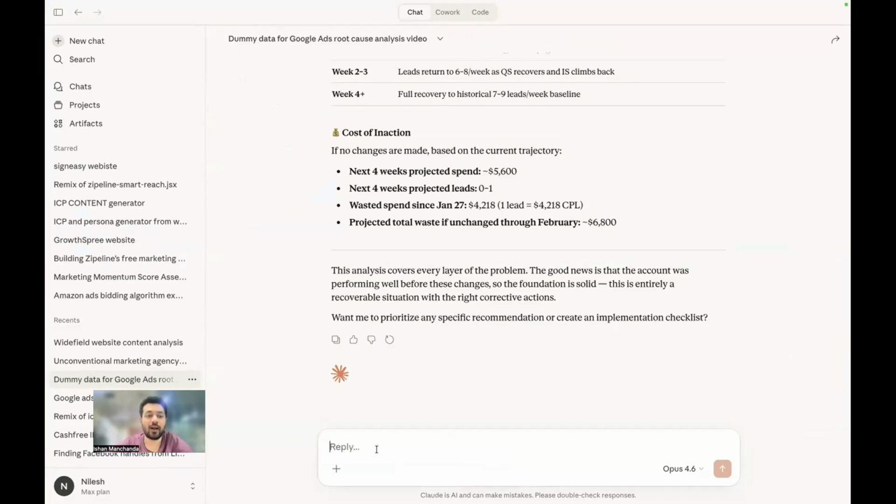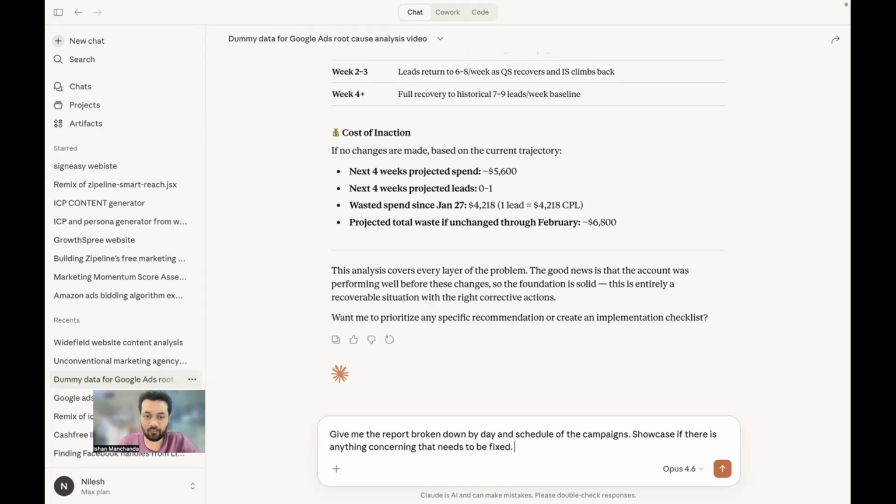Here we need to say: give me the report broken down by day and schedule of campaigns. Showcase if there is anything concerning that needs to be fixed. I am looking to optimize based on the day and time schedule.